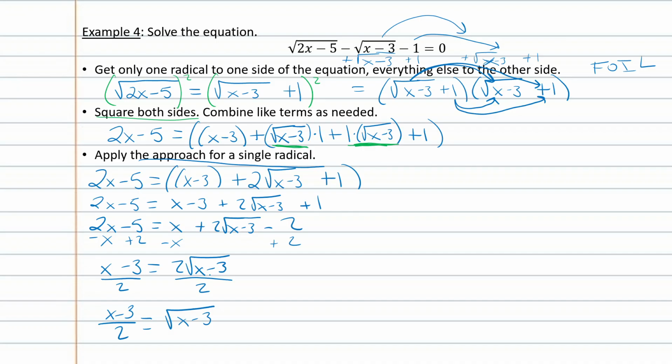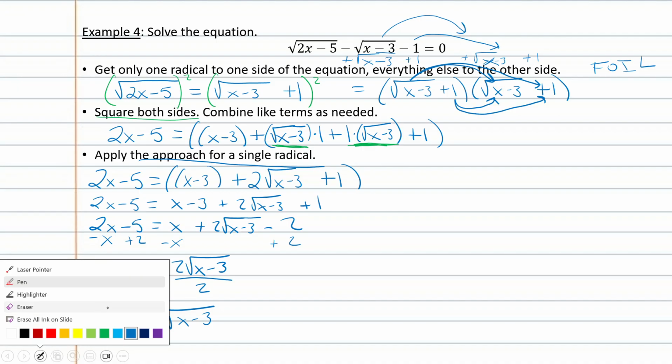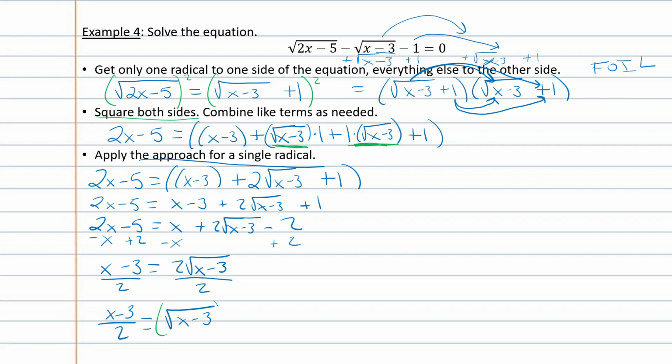Now the approach for the single radical says that I should square both sides. And that's what I'm going to do. I'm going to square both the right-hand side and the left-hand side. And I'll stay in green so that we can differentiate our continued work here.